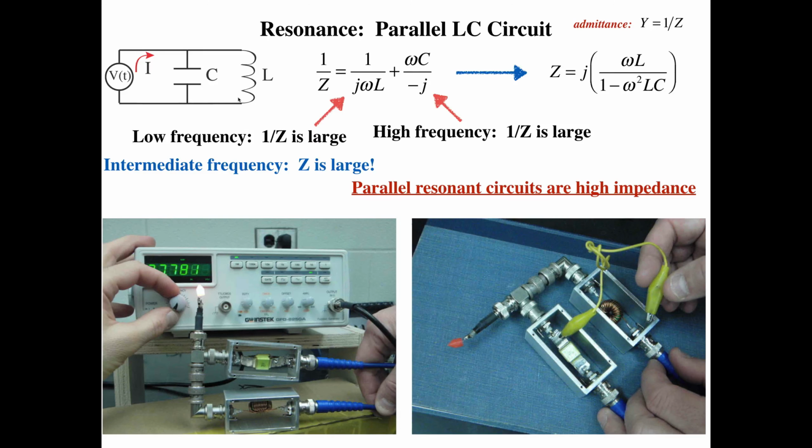There's another way that we can hook a capacitor and an inductor together, and that's of course in the parallel circuit configuration as shown here. So we have a capacitor and an inductor in parallel and some voltage source over on the other side.